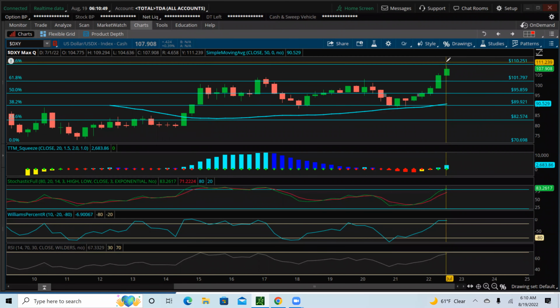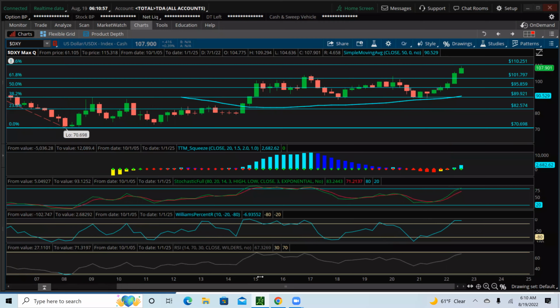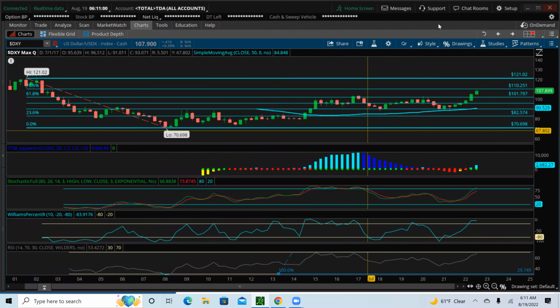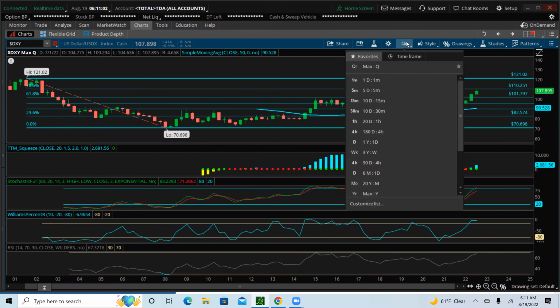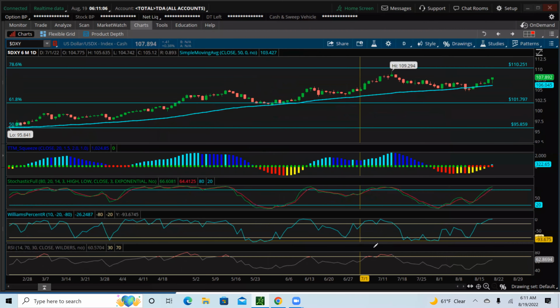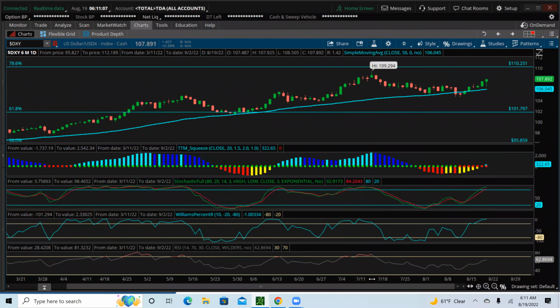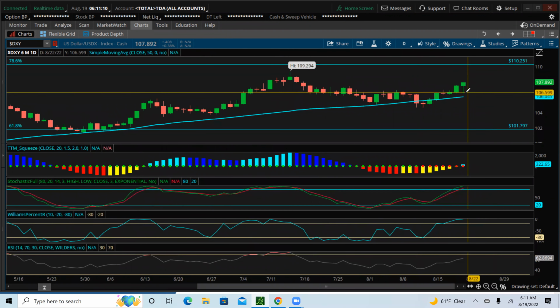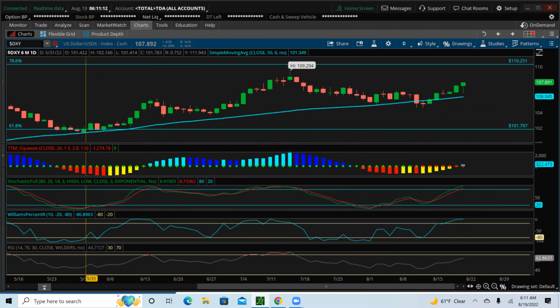And if we break above that 110 level, we can definitely see the overall stock market, the overall indices, start to really take another leg higher in a bigger way. Now, again, in the near term, it looks like the dollar wants to challenge that 109.29.